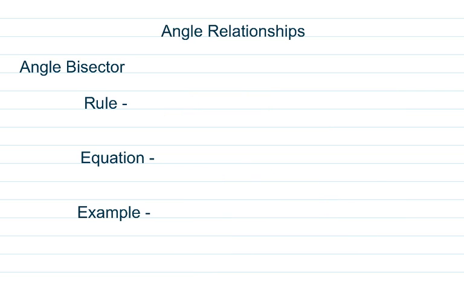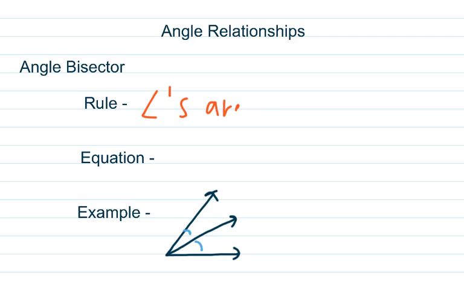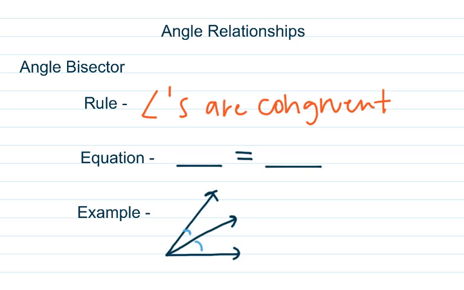Alright, for the next one, same idea. Our angle bisector, I'm actually going to draw this example down here real quick. Our angle bisector means that we're going to create a ray that goes right through the middle and creates two congruent angles. So our rule there is, again, that our angles are congruent. And our equation is just going to be our first angle is equal to our second angle. So you would set it up exactly the same as vertical angles.